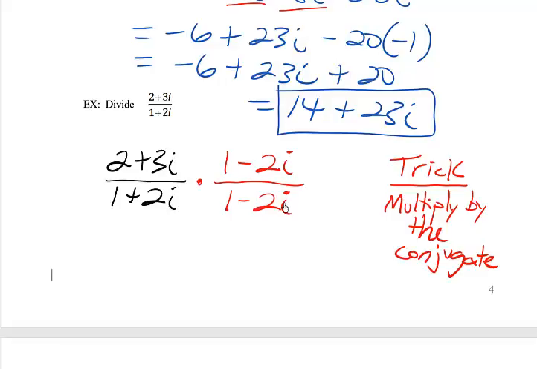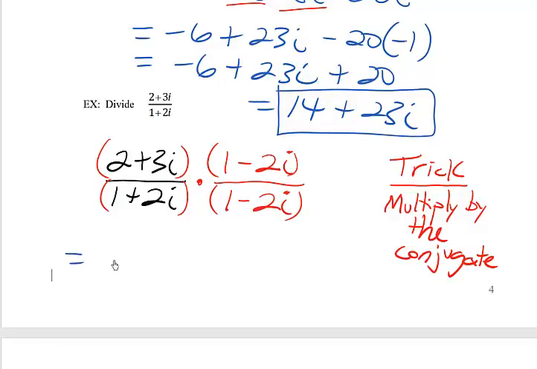You say, where are you getting this from? How is this going to help? Well, notice that what I've done is I've just created now two FOIL problems, one on the top, one on the bottom. The one on the bottom fits the a plus b, a minus b pattern, and that's the key. That's why we're picking the conjugate. Watch what happens now when we multiply.